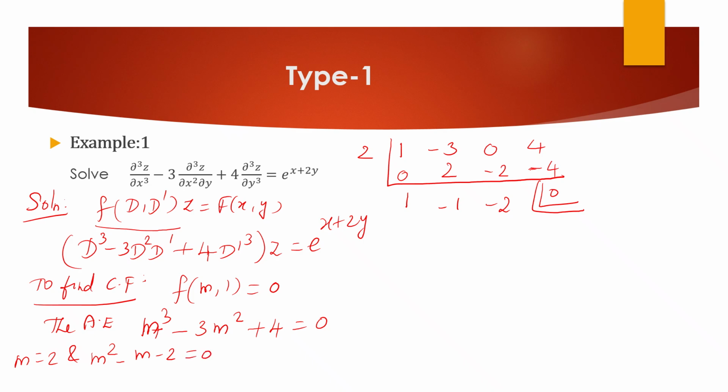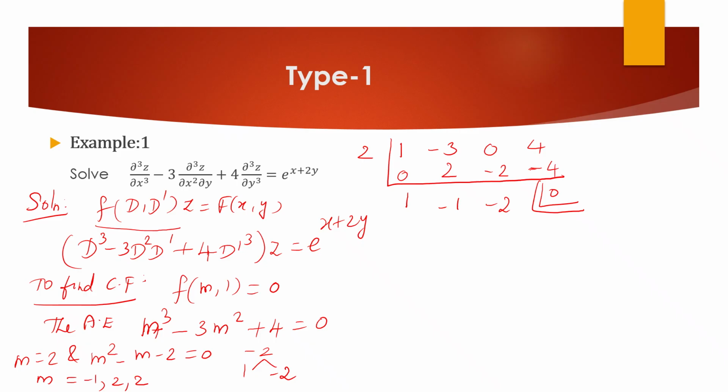Solving this we can find the remaining two roots. Minus 2 is 1 into minus 2, because the product must be minus 2 and the sum must be minus 1. So the other two roots are m equal to minus 1 and m equal to 2. So we get m equal to minus 1 and 2, 2. These are the three roots we get, and here one of the roots is distinct but the other two roots are equal.